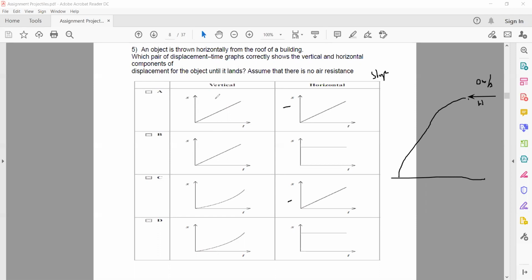But for vertical, what happened? Speed is continuously increasing because the vertical component has acceleration. So which represents acceleration, or speed increasing? So this is representing speed is increasing. So C is the right answer. Is it clear?